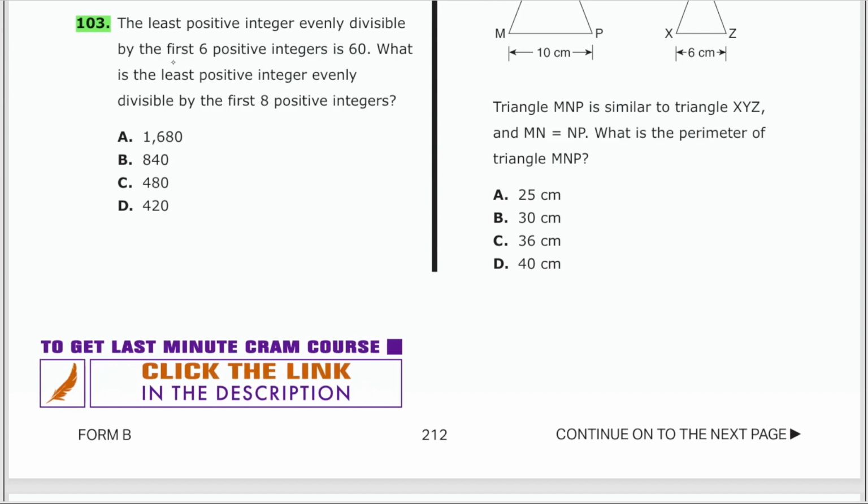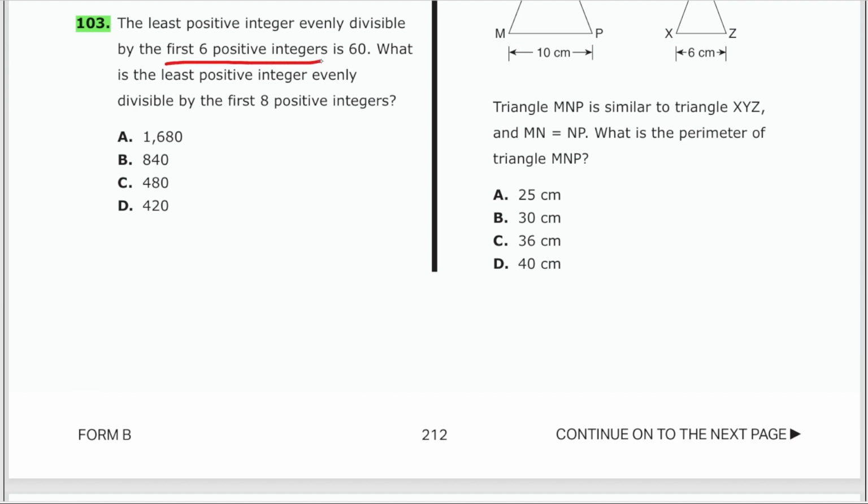So we have the first 6 positive integers. The number that those 6 positive integers go into is 60. Why? Because it's 1, 2, 3, 4, 5, and 6. They all go into 60 perfectly. Now the question is about the first 8 positive integers. So on top of the 1, 2, 3, 4, 5, 6, we have 7 and 8.